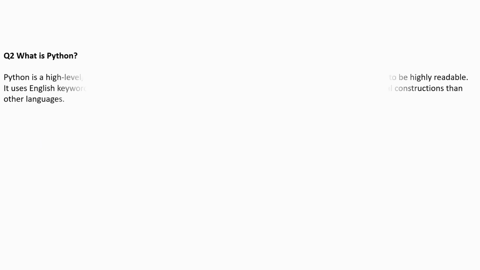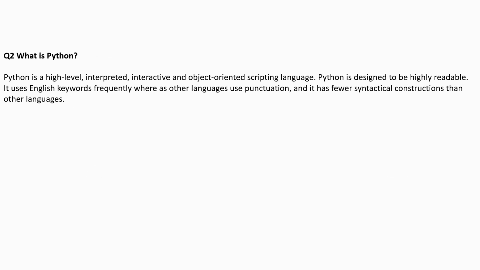So what is Python? Python is a high-level, interpreted, interactive, and object-oriented scripting language. Python is designed to be highly readable. It uses English keywords frequently, whereas other languages use punctuation. It has fewer syntactical constructions than other languages. Okay, a very important question which is normally asked at a deeper level: is Python a high-level language? Yes. Is it an object-oriented language? Yes. Is it a scripting language?